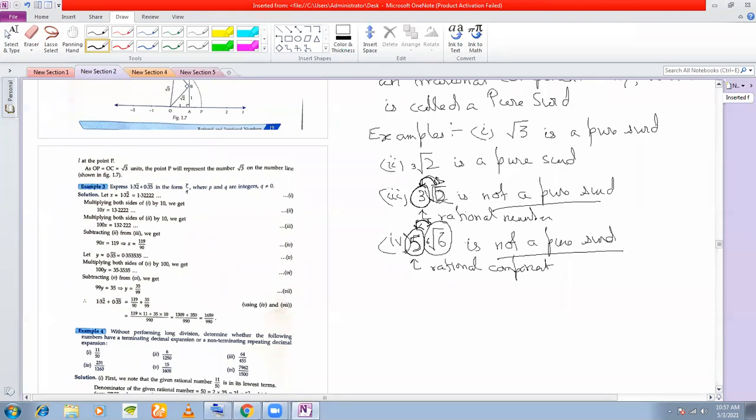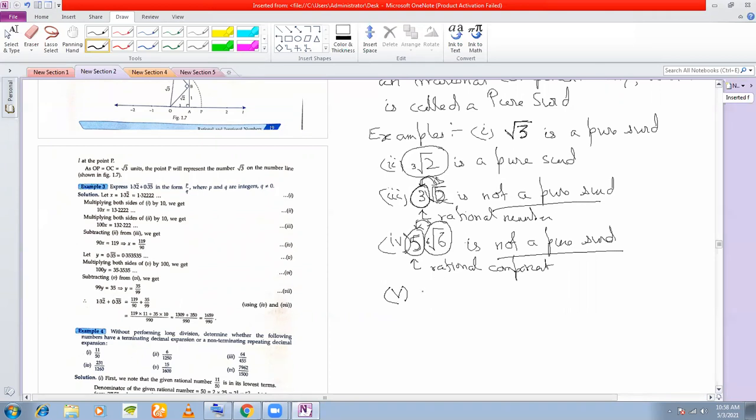Understood? But when I say cube root of 2, do you see any rational number attached to cube root of 2? Tell me, do you see any rational component attached to cube root of 2? No, sir. You don't see. So therefore, it is a pure surd. If I say root 3 only, do you see any rational component attached to root 3? So therefore, it is a pure surd.